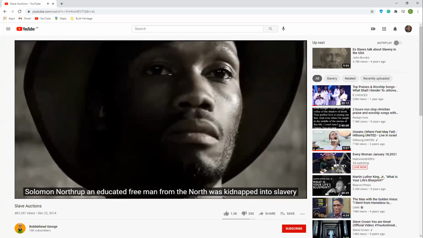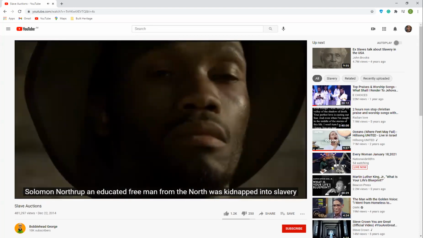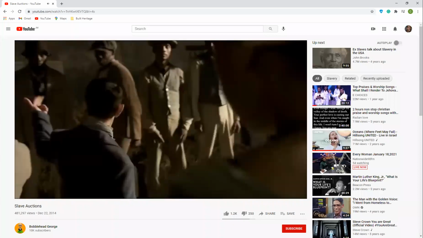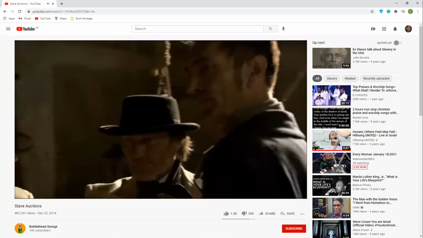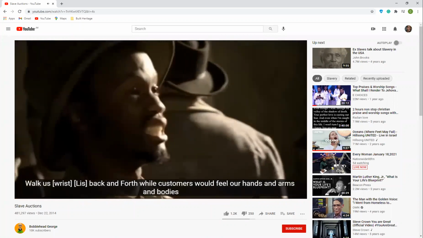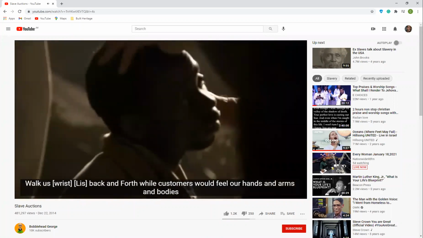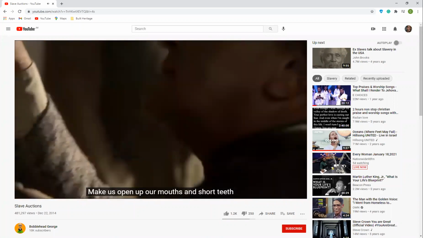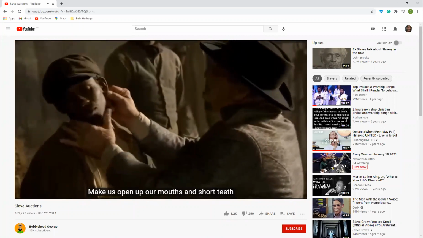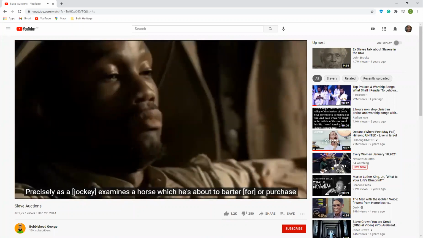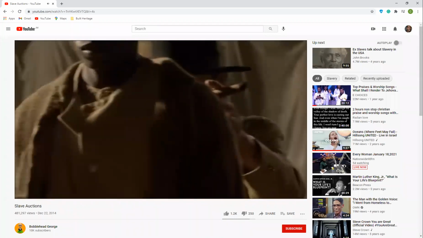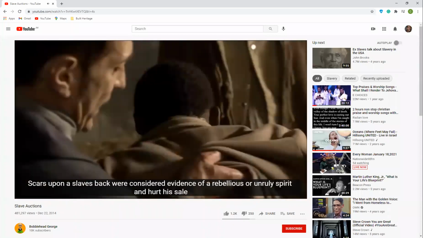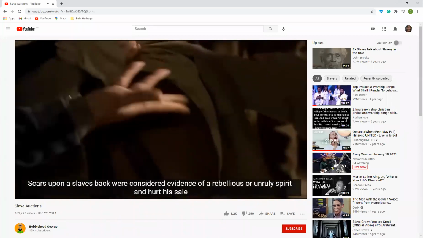Solomon Northup, an educated free man from the North, was kidnapped into slavery. He would make us hold up our heads, walk us briskly back and forth, while customers would feel our hands and arms and bodies. Make us open up our mouths and show our teeth, precisely as a jockey examines a horse which he is about to barter for or purchase. Scars upon a slave's back were considered evidence of a rebellious or unruly spirit and hurt his sale.